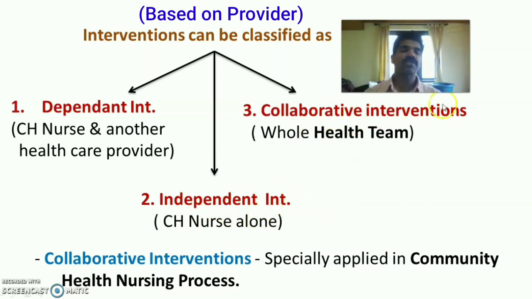Then collaborative intervention is nothing but intervention done by the whole health team members of that particular area. Usually collaborative interventions are done in the community nursing process. So collaborative intervention is specially applied in the community nursing process. In the family nursing process we have both dependent interventions and independent interventions. So these are the three classifications of interventions: dependent, independent and collaborative interventions.